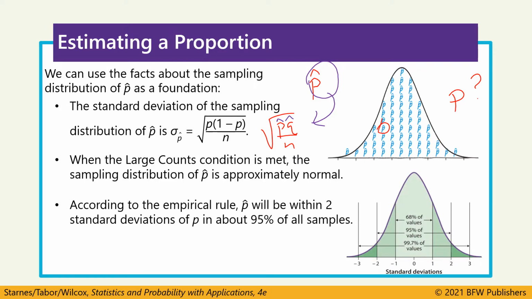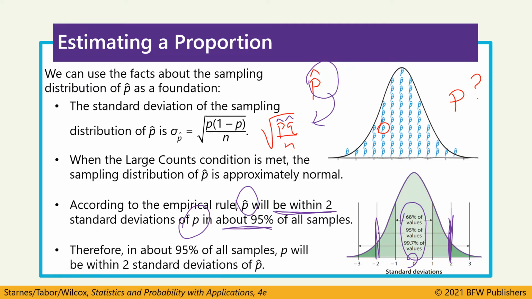We're also going to tie in the empirical rule, which we learned way back in chapter 1, the 68, 95, 99.7 rule. If we move out 2 standard deviations from the mean, we're going to include about 95% of the data in a normal curve. And we're just using it in reverse. If we move out 2 standard deviations, P is going to be within 2 standard deviations of the mean about 95% of the time.